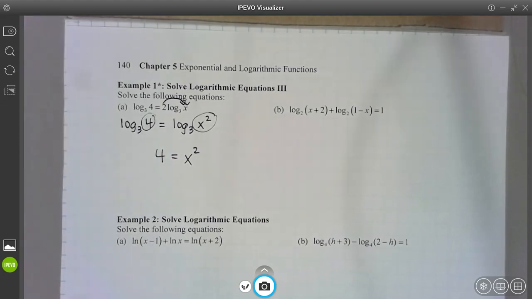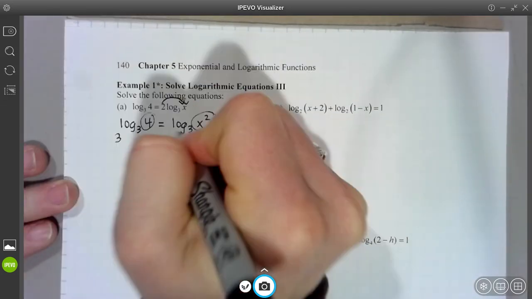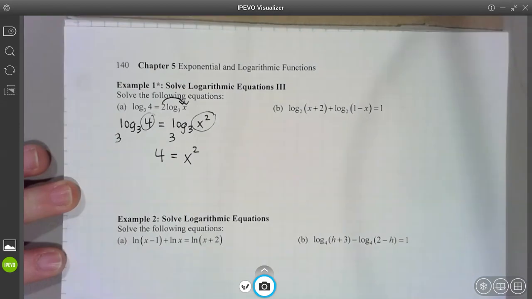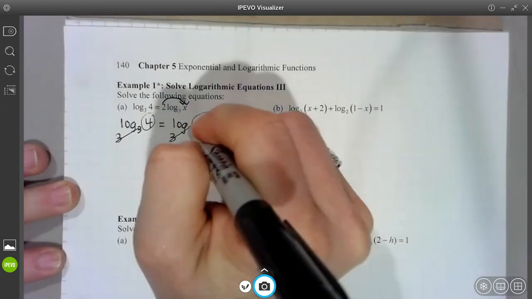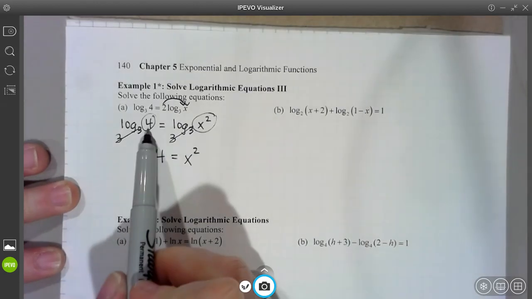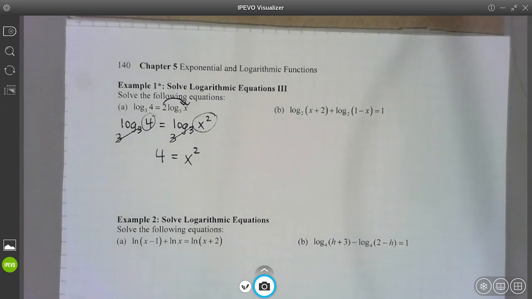Now, guys, at the end of the day, you could also think of it as, well, what would undo a base 3 log? I could exponentiate both sides to a base of 3, and now a 3 and a log base 3 cancel, and a 3 and a log base 3 cancel, and again, you're left with 4 equaling x squared. So when it's a log equals a log, drop the logs and just set what you're taking the log of equal to one another.